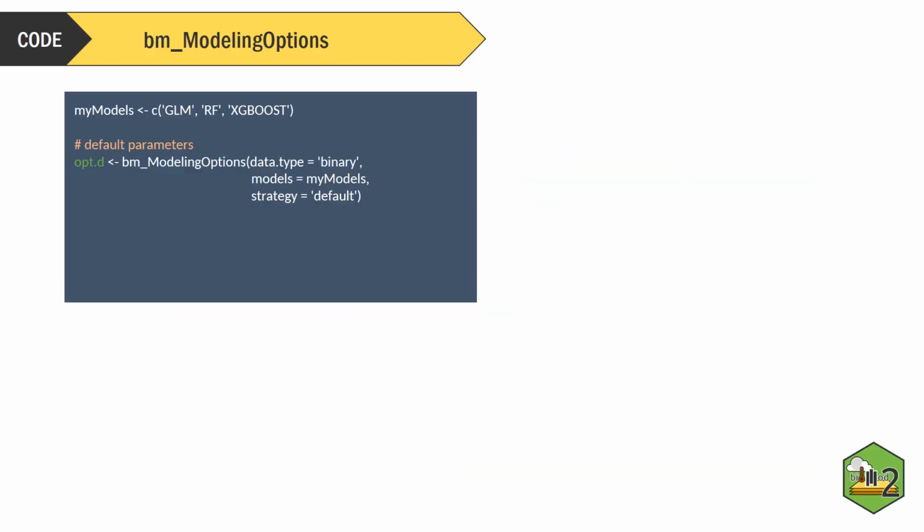Modeling options can be retrieved through the BM modeling options secondary function. As it will call each selected model and associated package to build its ID card, it does not necessarily need to be associated with data, as we'll show in this example. Three models are selected: GLM, Random Forest, and XGBoost. And the chosen strategy is the default one, meaning that all parameters will keep their package default values, except for a few ones that are absolutely needed to ensure models run.